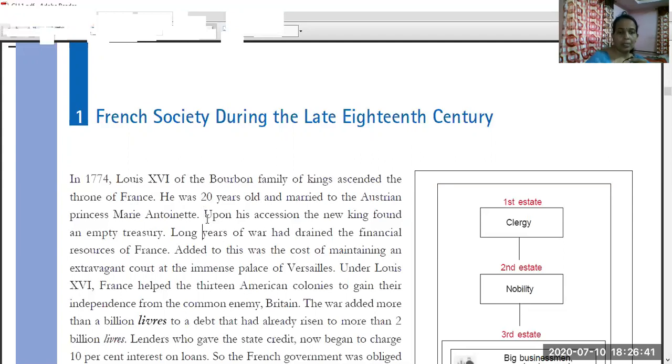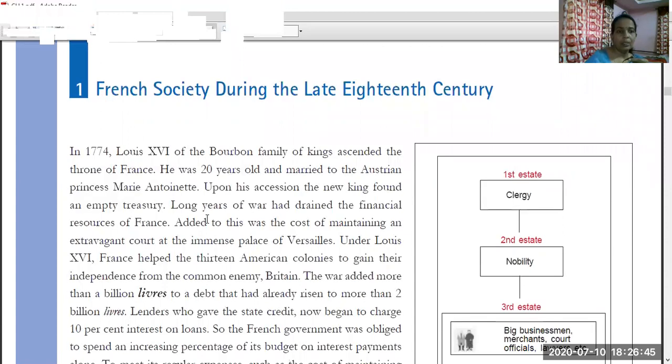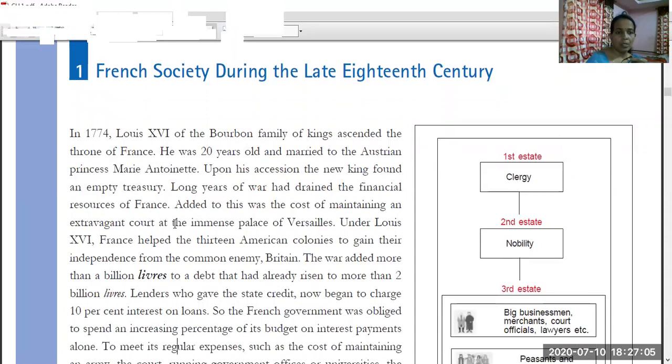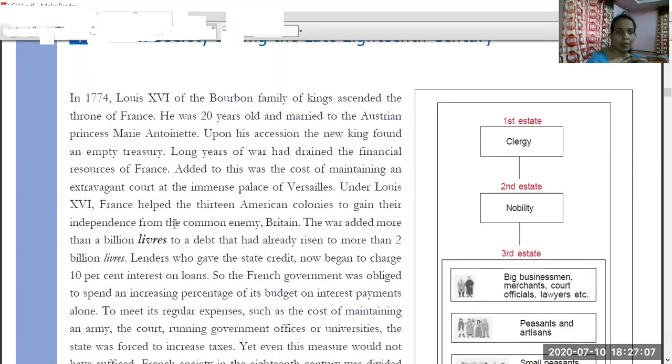After accession, the king found the treasury completely empty. There is nothing in the treasury. Why did the treasury become empty? The reasons are given. The long years of war had drained the financial resources of France. France was busy for long years in war. That is why the financial resources became weak.